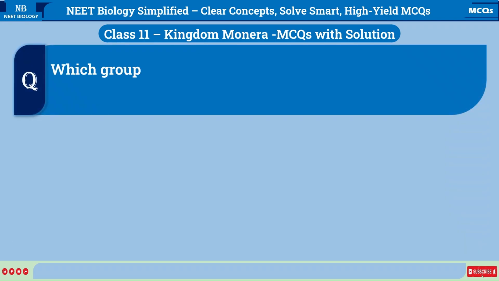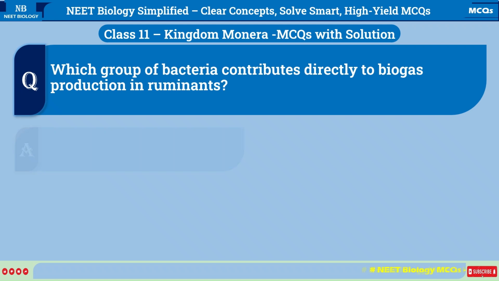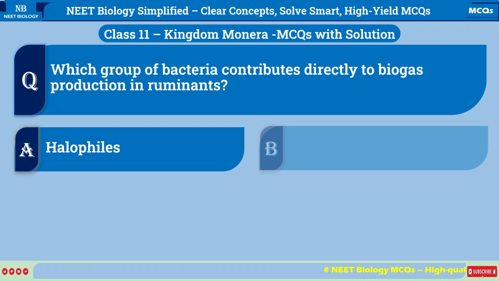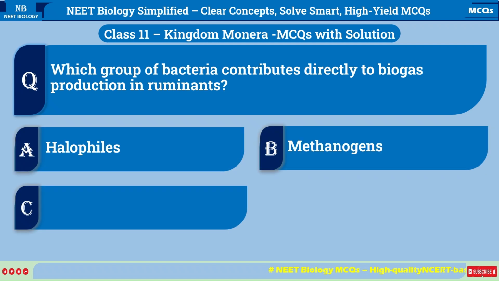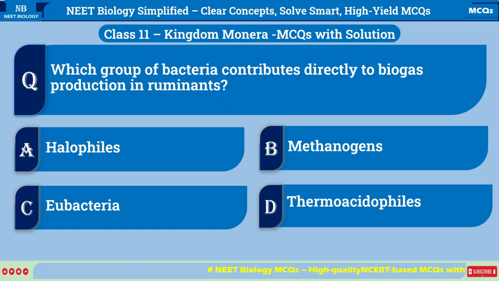Which group of bacteria contributes directly to biogas production in ruminants? A. Halophiles. B. Methanogens. C. Eubacteria. D. Thermoacidophiles.